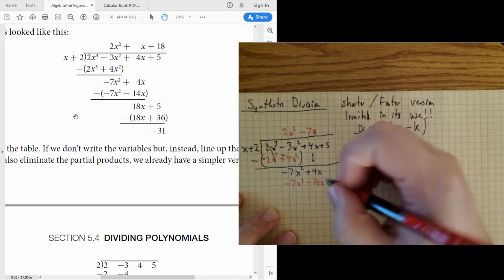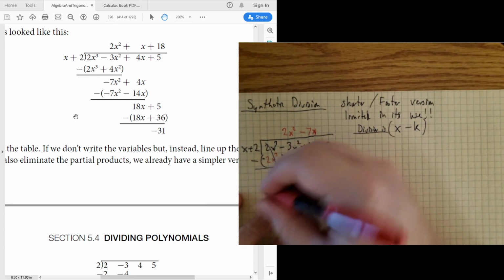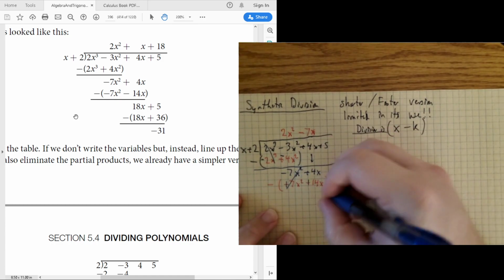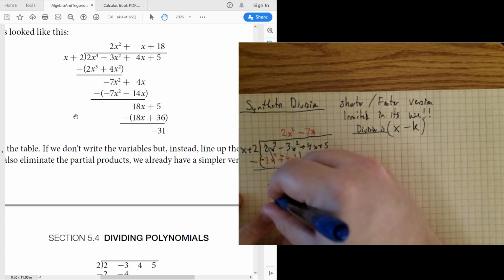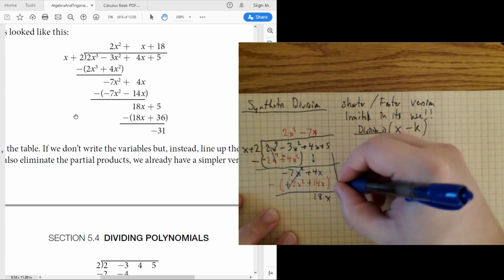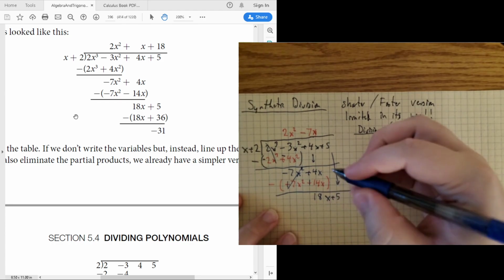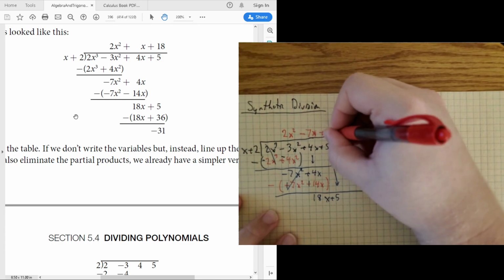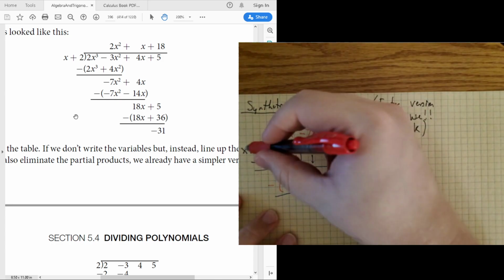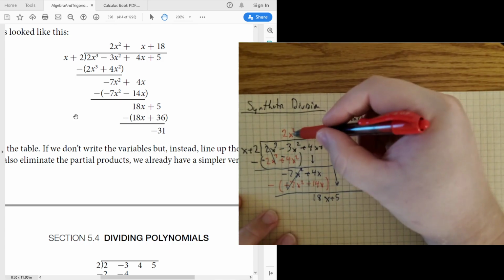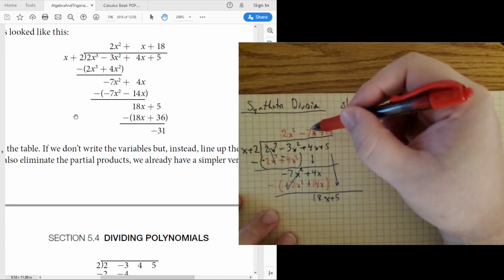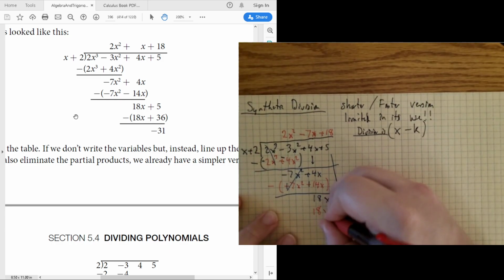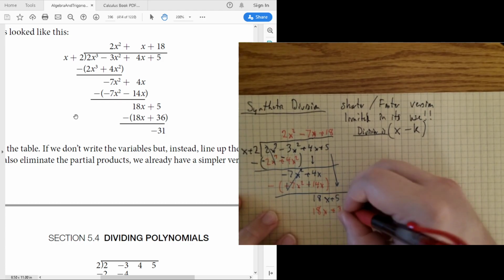X times 1 is x. And then we subtract. When we subtract, this becomes a positive. This becomes a positive. These two cancel. 4 and 14 together makes 18x. Then we drop the 5. Okay, I want x to become 18x. How do I do that? Multiplying by 18. Again, we take each term and multiply it to get to the next line. So 2x squared times x becomes 2x cubed. Negative 7x times x becomes negative 7x squared. 18 times x becomes 18x plus 36.